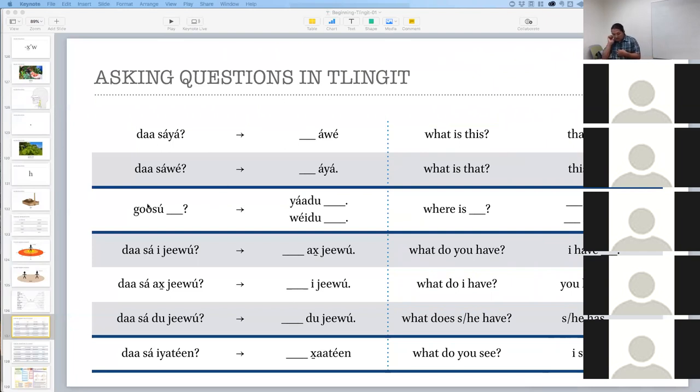The next question it introduces is, where is it? Gusu. So it's gusu kis, yadu kis. Gusu kis, wedu kis. It's there, it's here or there. As we get a little bit further into intermediate Tlingit, we'll learn how to say things like, he's not here. Kleshyat hu. And then we'll say, it's not here. Or I don't, you know.